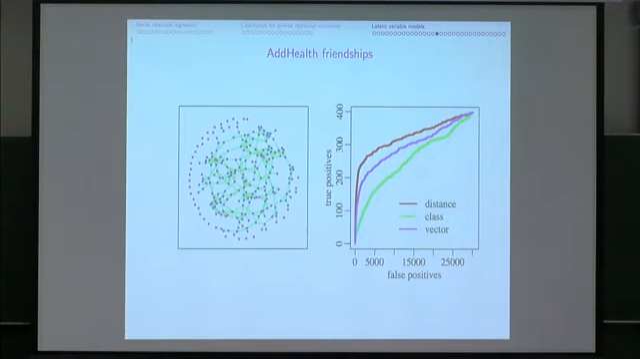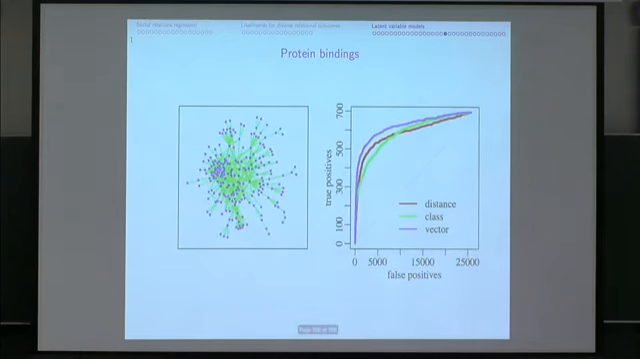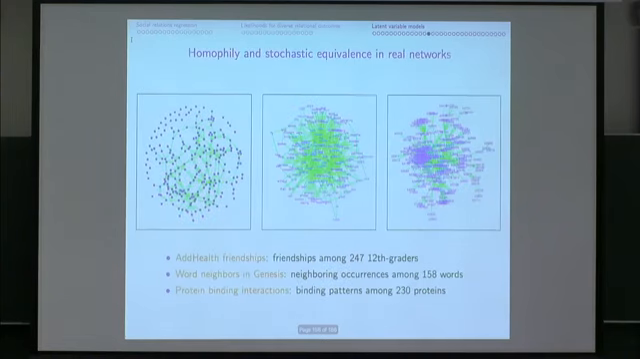Basically, for the friendship type of network, the distance model did the best, but the latent factor model was close behind, and the latent class model does somewhat poorly. For the word neighbor network, the class model fit the best, but the latent factor model fit almost exactly the same, and the distance model did poorly. Then finally, for the protein interaction network, the latent factor model did the best, and the other two were not too far behind.